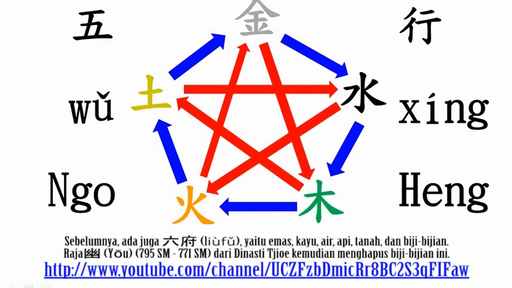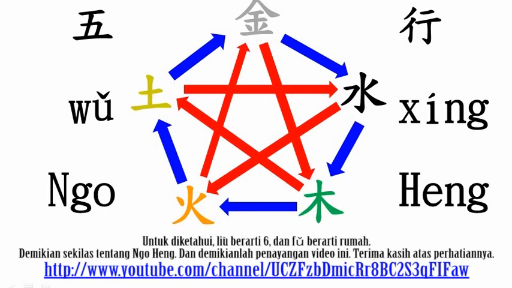Before, there was also 六府, which were gold, wood, water, fire, earth, and grain. King You, 795 BC to 771 BC, of the Zhou dynasty deleted the grain. By the way, 六 means 6, and 府 means house.